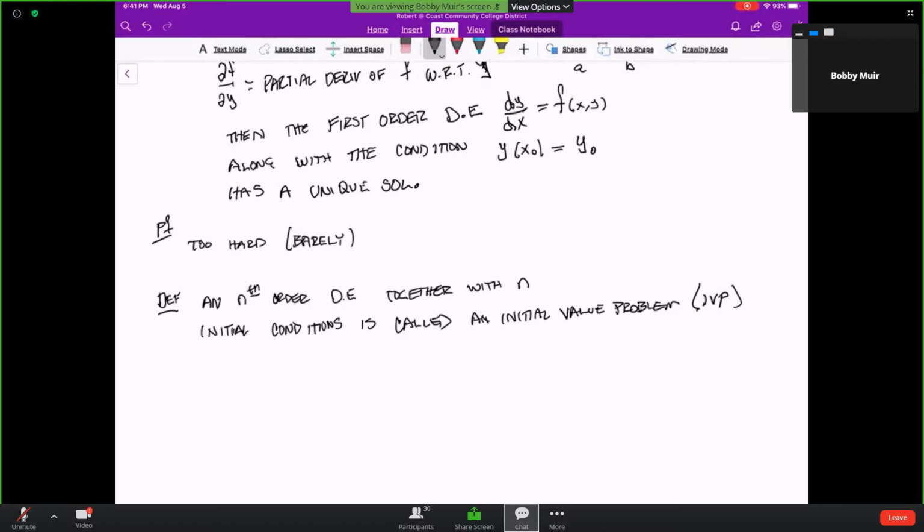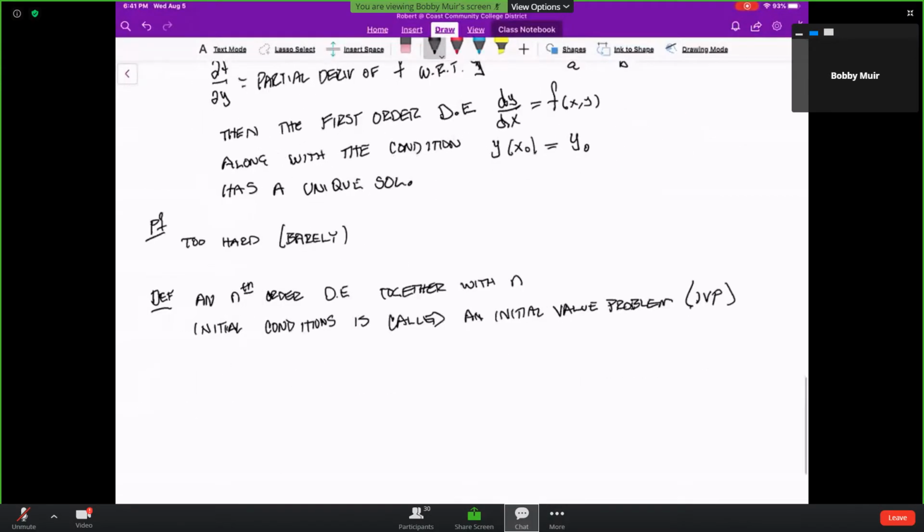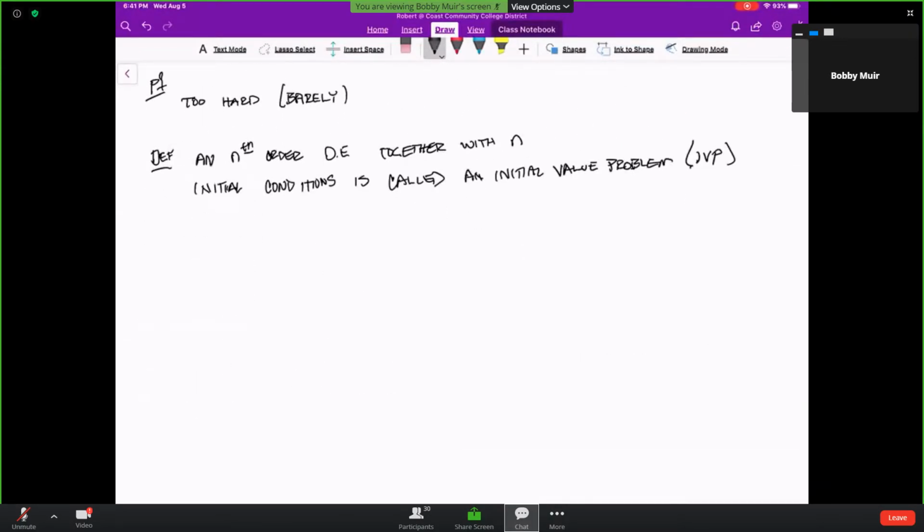Another way of saying this above is that the IVP given by dy dx equals f of x, y, together with the condition y of x0 equals some y0, has a unique solution. Now sometimes the unique solution is not very satisfying, like case in point up here with this e to the negative x squared thing. But all I'm trying to illustrate is that this theorem works. Okay, so that's the existence and uniqueness theorem for differential equations.